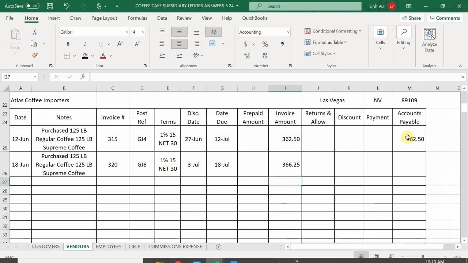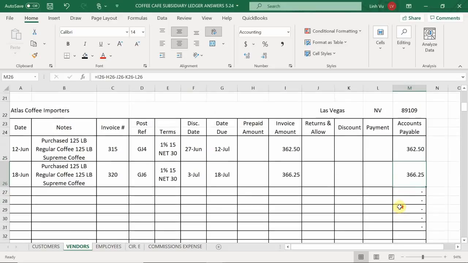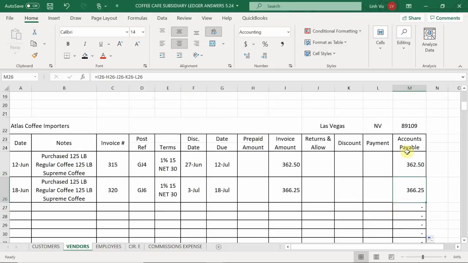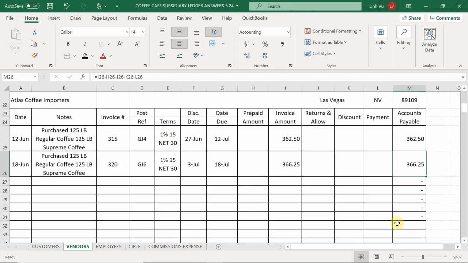366.25. Now, if you have this formula up here, you should be able to drag it down. Here, I didn't make any payments, so I owe an additional $366.25 to Atlas Coffee, which gives me a grand total that I owe Atlas Coffee of $728.75. Okay. Good.